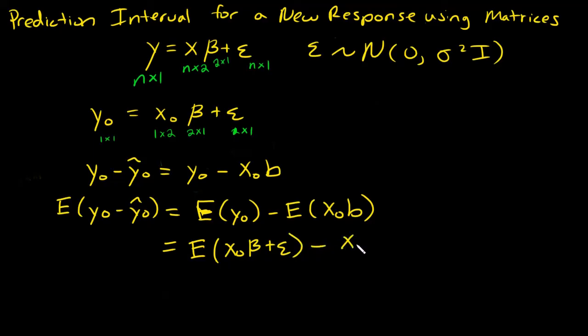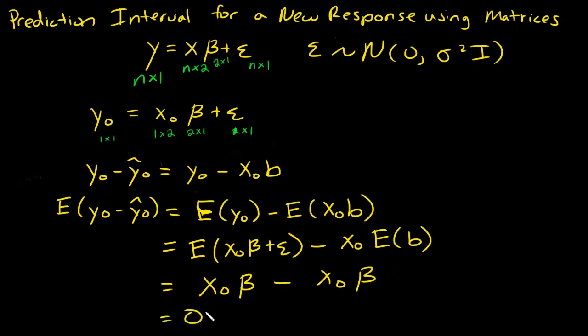Then x naught is not random, so I can pull it out of the expected value. The expected value of x naught times beta is just itself, since that's not random. The expected value of epsilon is 0 by our model assumption. So this equals x naught beta minus the expected value of b, which, since b is an unbiased estimator, is beta, and that is 0.